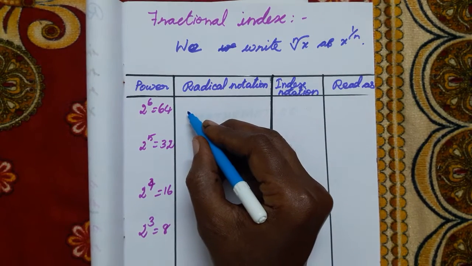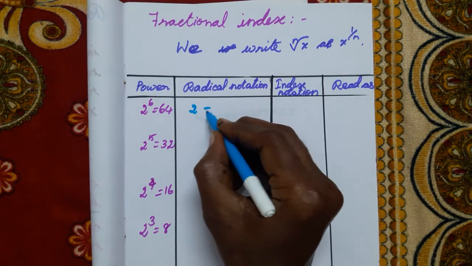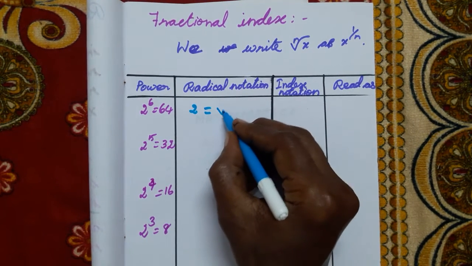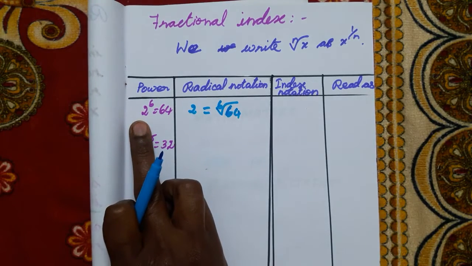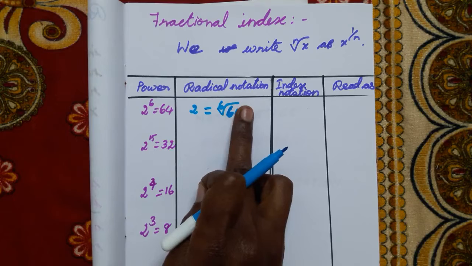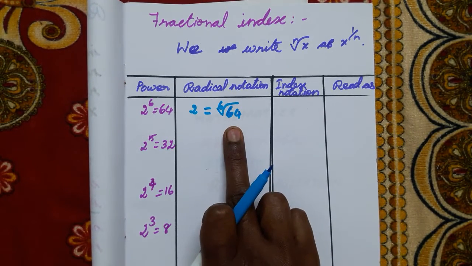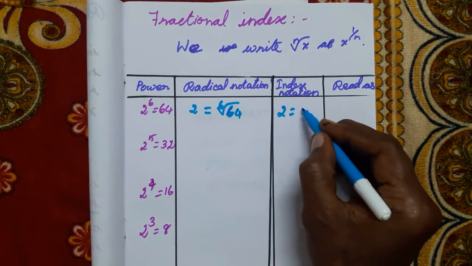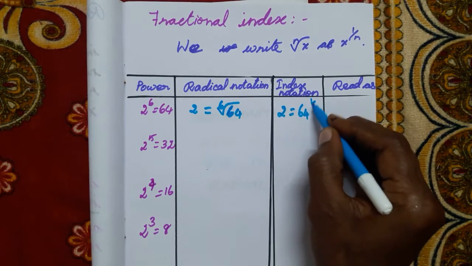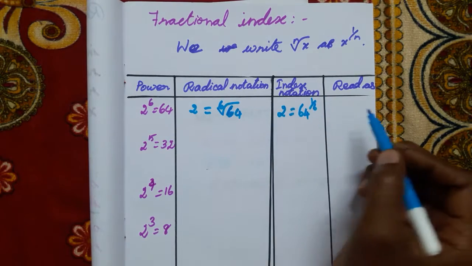This 2 power 6 is equal to 64. We can write 2 is equal to 6th root of 64. This is the power form, and this is radical notation. How can we write this in index notation? 2 is equal to 64 power 1 by 6. Otherwise, 64 power 1 by 6 is equal to 2.